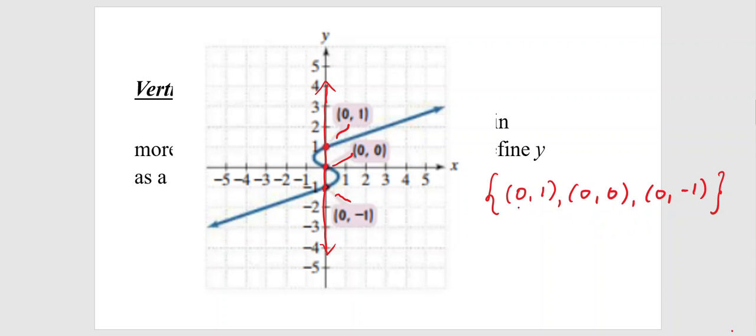And then looking at the first elements, the first element, which is 0, shows up 3 times, and that tells us that it is associated to more than just 1 point. It is associated to 1, 0, and -1. So the vertical line test works that way.